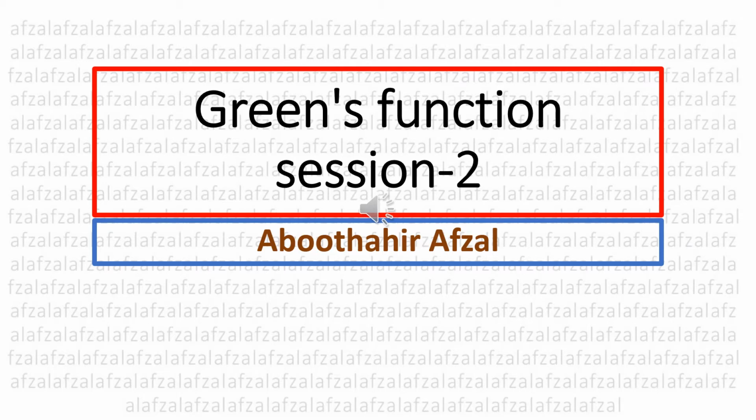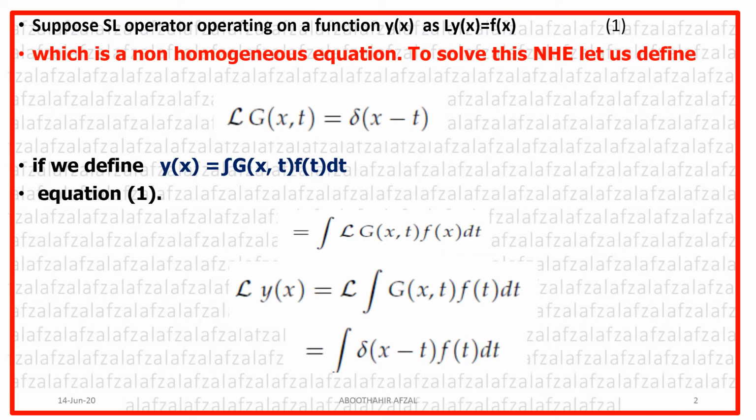Coming to the first slide, we start with a Sturm-Liouville operator L operating on a function y of x, and that will produce a function f of x. So the first equation is L y of x equal to f of x, which is a non-homogeneous equation because of the right hand side f of x.